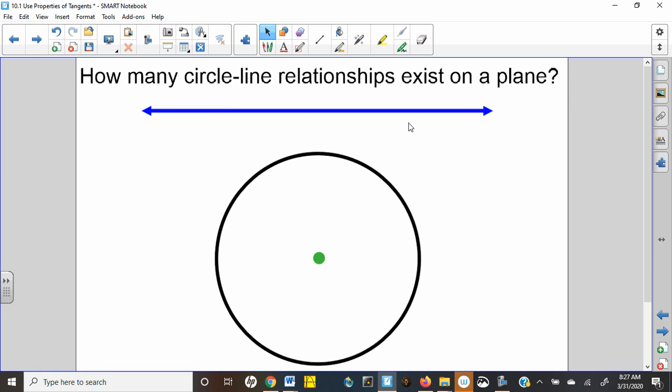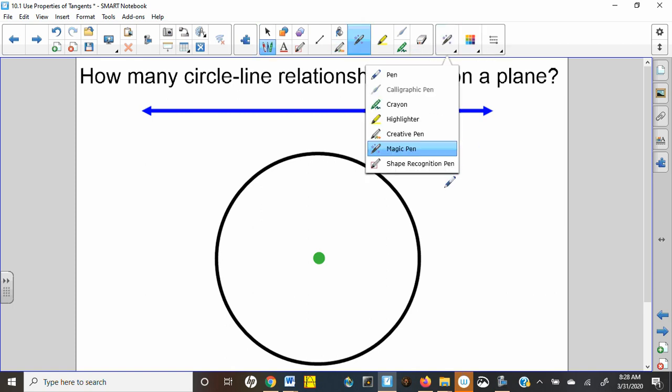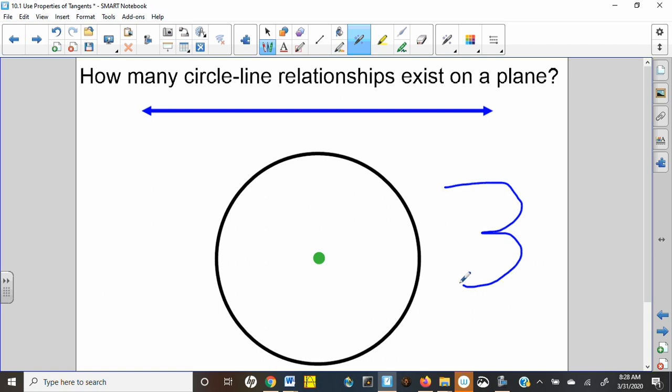Very good question for you. How many circle line relationships exist on a plane? Why don't you pause this and think about that for a couple minutes, and then unpause it, and I'll tell you if you were right or not. Were you right? I don't know. If you said the answer was 3, then you were right.